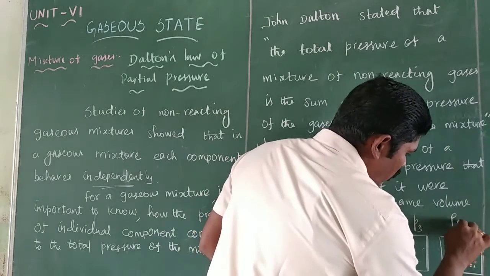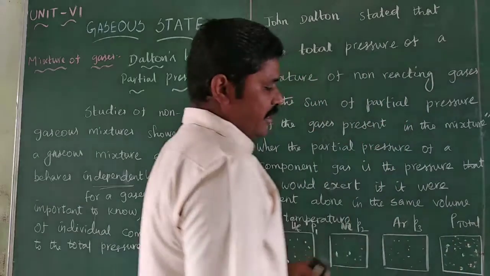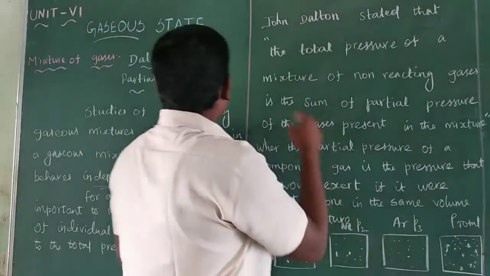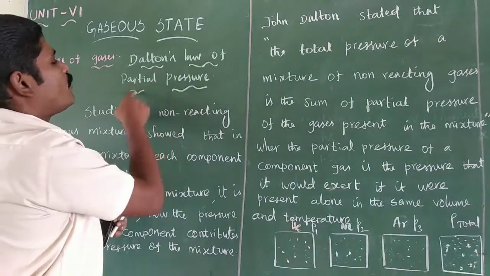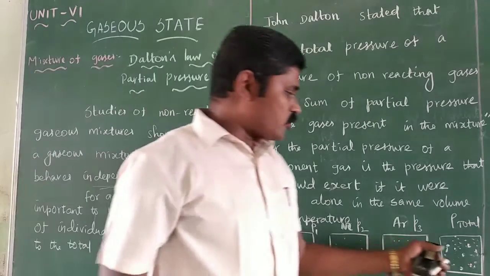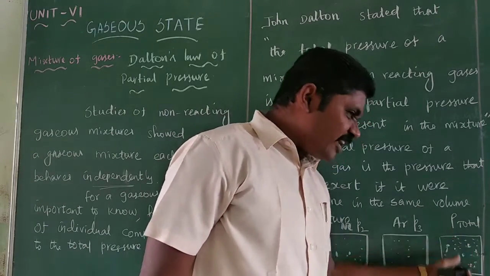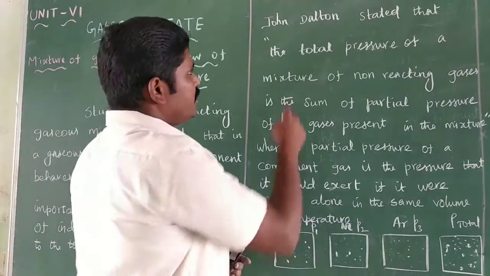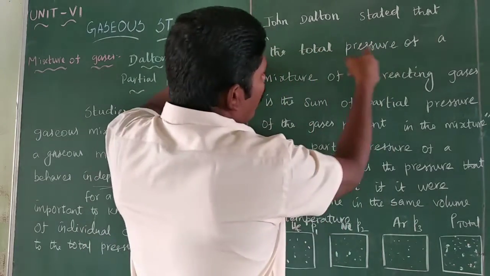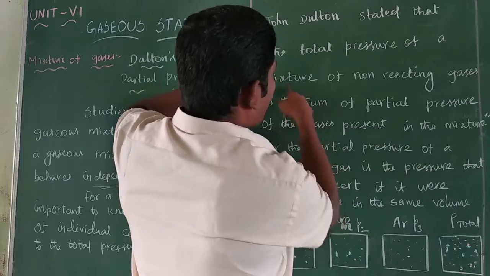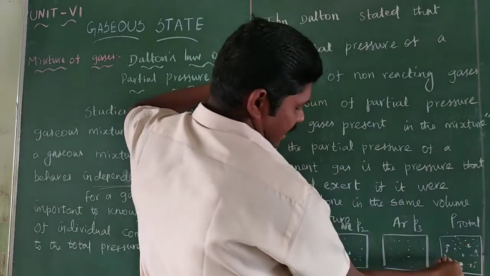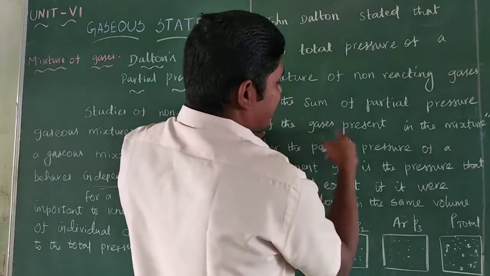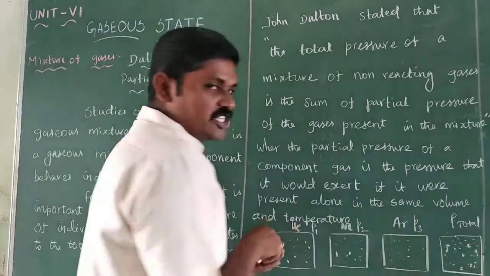The total pressure P total of the gaseous mixture is given by Dalton's law of partial pressures. John Dalton stated that the total pressure of a mixture of non-reacting gases, helium, neon, argon, is the sum of the partial pressures of the gases present in the mixture.